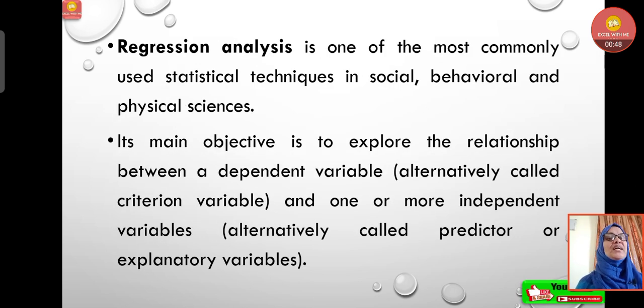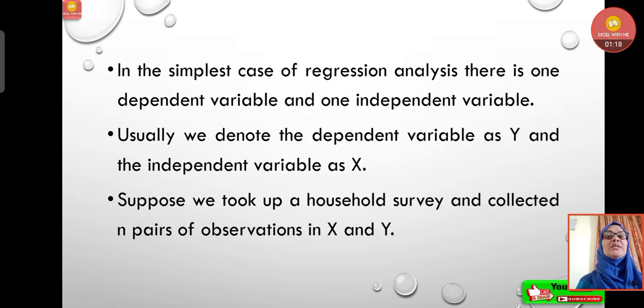Now, regression analysis is one of the most commonly used statistical techniques in social, behavioral, and physical sciences. Its main objective is to explore the relationship between a dependent variable, alternatively called criterion variable, and one or more independent variables, alternatively called predictor or explanatory variables. Very important, we have to remember the terms.